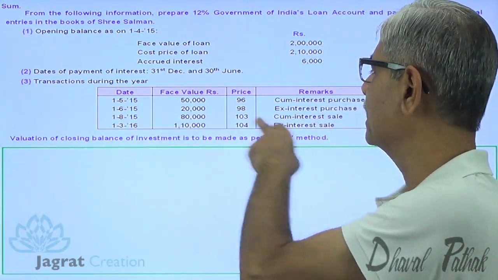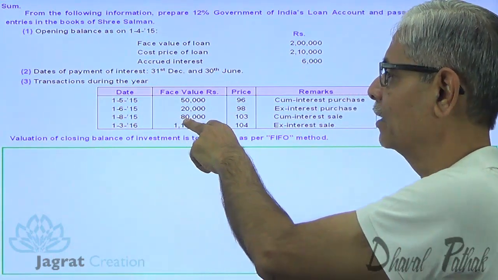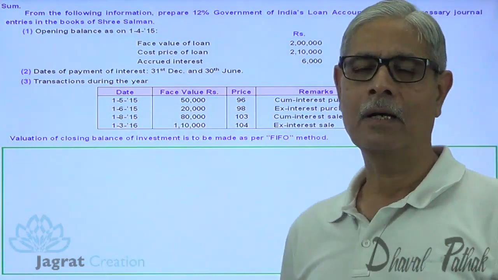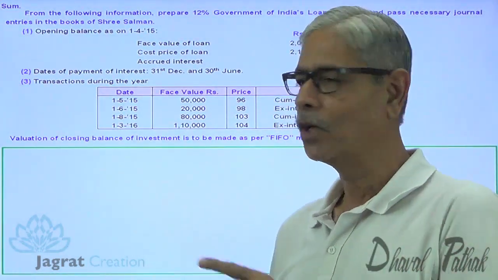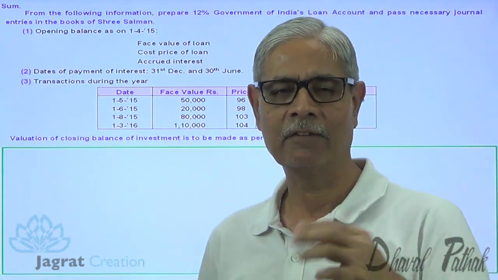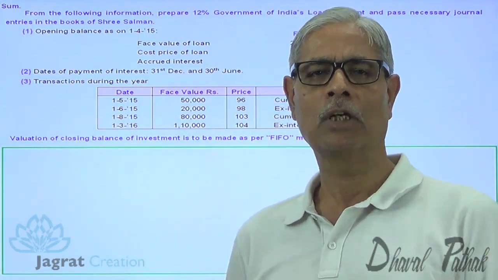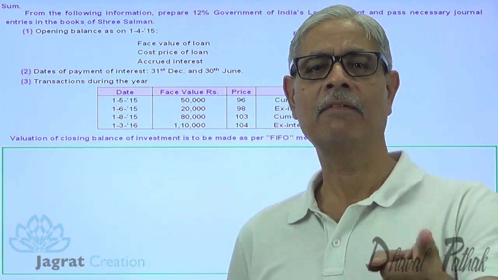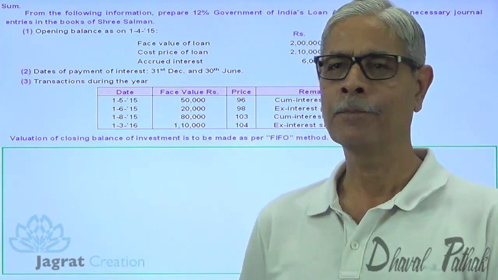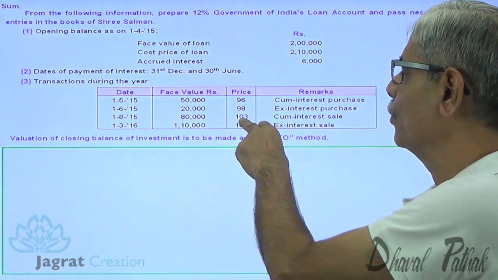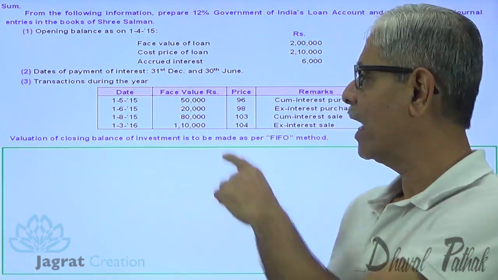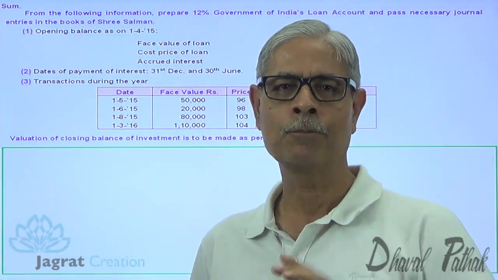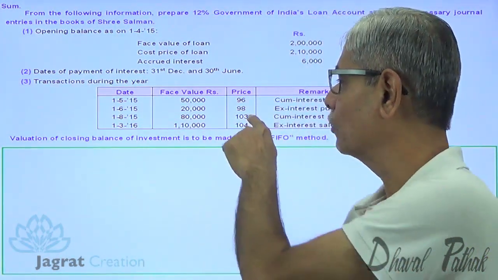So when I sell this investment, 80,000 face value investments are sold cum interest. Cum interest means that while selling this 80,000 investment, I will collect not only the sales value of the investment, but I will also charge interest for 1 month. So this 103 is a cum interest price. So I am going to sell this 80,000 investment at the rate of 103 per investment. So 100 face value investment is sold for 103.